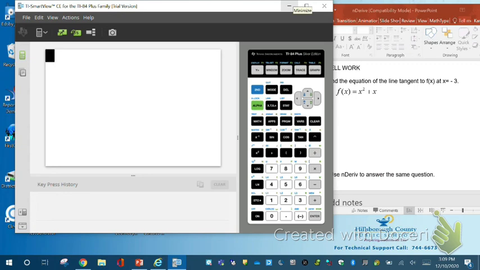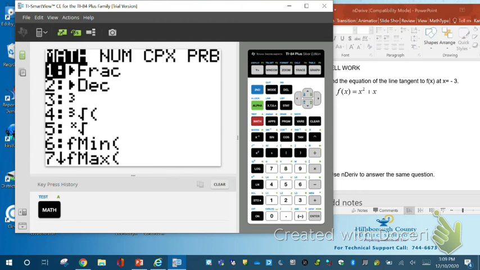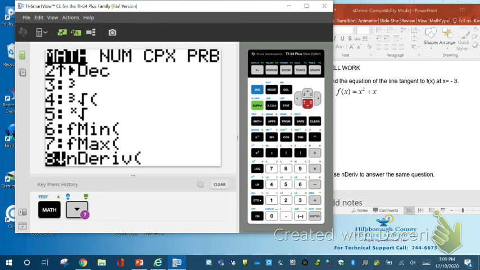My calculator emulator won't look exactly like yours, but it'll work the same. So you have to find the math button on your calculator. It should be the third one down on the left, and hit that. Then you want to arrow down all the way to, I think it's number 8, but we're looking for nderive. So arrow down, and it's number 8. You can either hit 8 and enter, or arrow down till you see nderive, and hit enter.